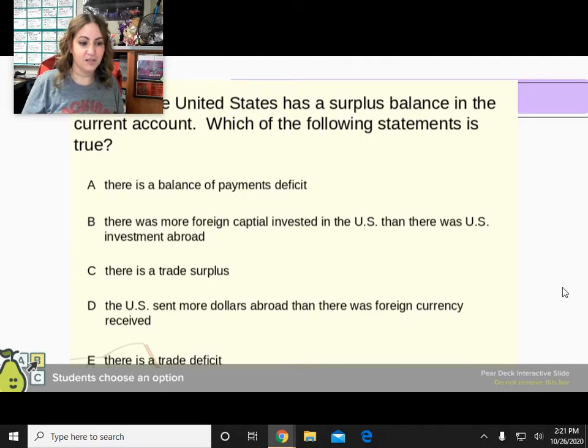Okay, so you could have paused. So usually a surplus means that there is a deficit in the other account. So the deficit is not in the balance of payments. Remember, the balance of payments is both accounts put together. They're going to balance out, so there's not going to be a deficit. So it's not A.